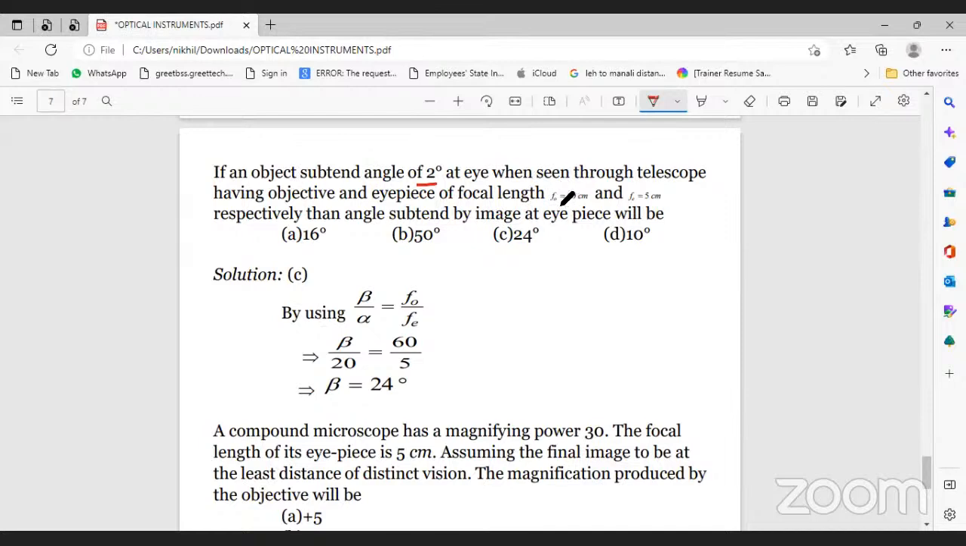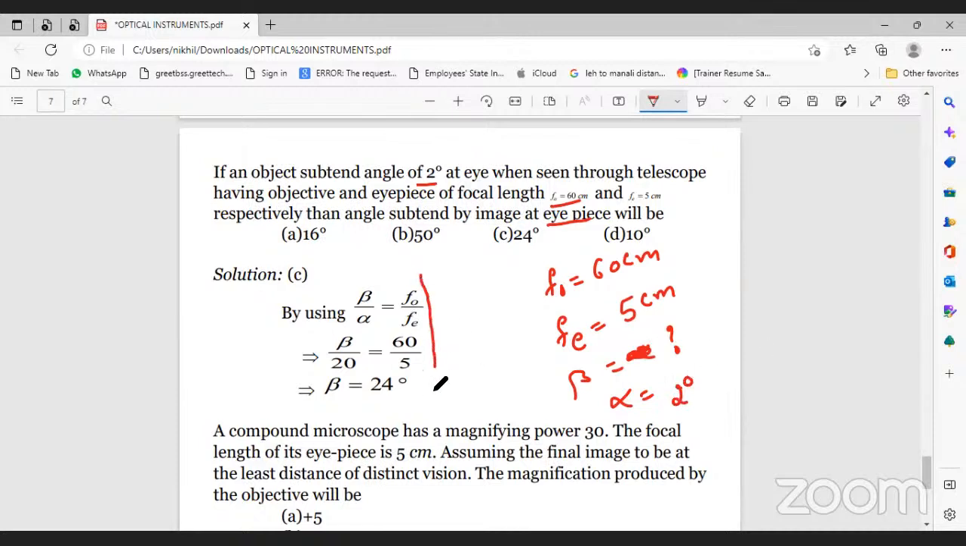What is the focal length of the objective lens? 60 centimeter. What is the focal length of the eyepiece? 5 centimeter. Now they are expecting you to find the angle subtended by the image at the eyepiece. Eyepiece means beta. What is alpha? One angle they have given, 2 degree.